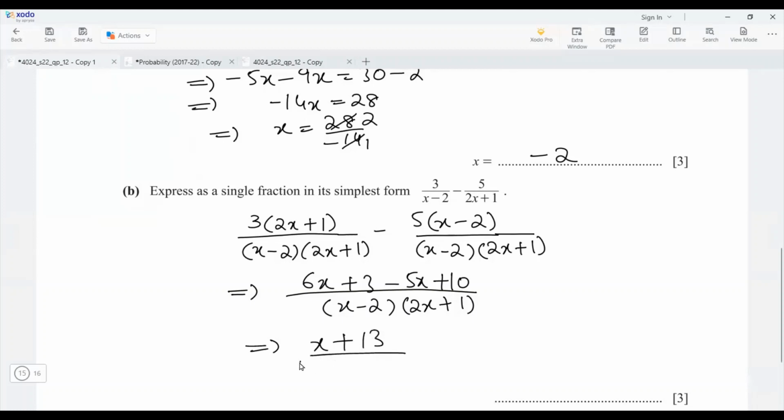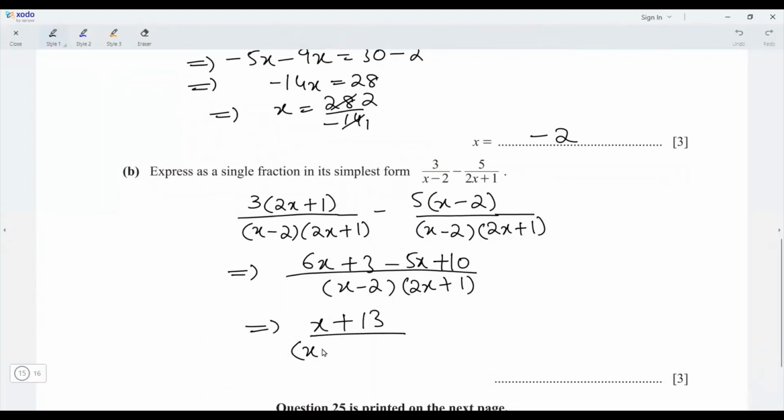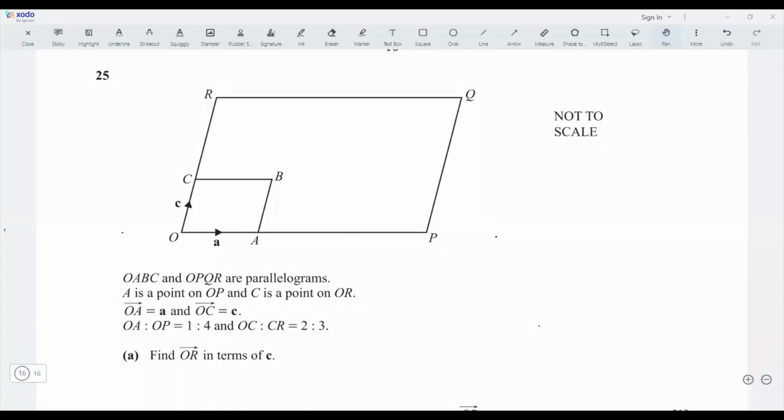So no need to open the brackets in the denominator. It is x minus 2 times 2x plus 1. So this is the simplified answer, (x plus 13) overall divided by (x minus 2)(2x plus 1). This is the final answer we've written down as a single fraction in its simplest form.